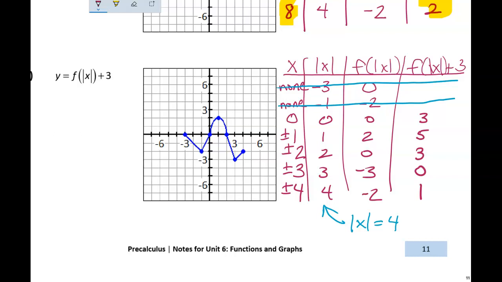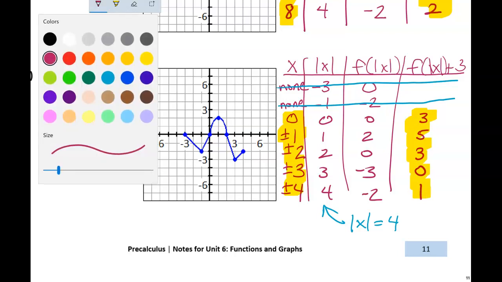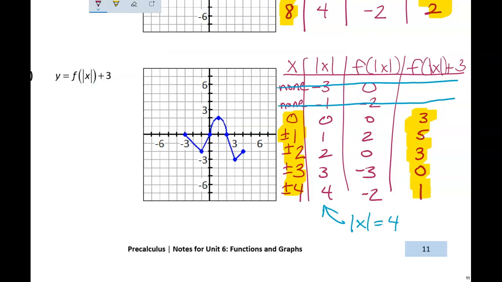So now we have highlighting here. First and last columns, those are our xy pairs for the transformed function. We have 0, 3. And then we have plus or minus 1, 5. So that's 1, 5, and also -1, 5. We have plus or minus 2, 3, which is 2, 3, and -2, 3.